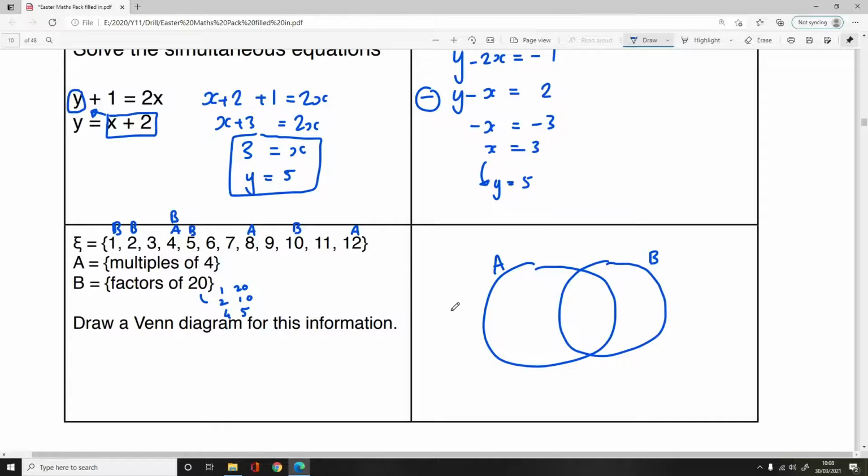Okay, so I can now put this all together, draw a Venn diagram for this information. So we kind of want to put the numbers in the right place. So we'd have 1 here, 2 here, 3 on the outside, 4 in the middle because it's the only one they both have in common, then 5, 6, 7, 8, 9, 10, 11, and 12. There you go. Cool.